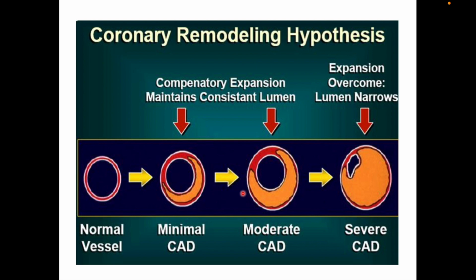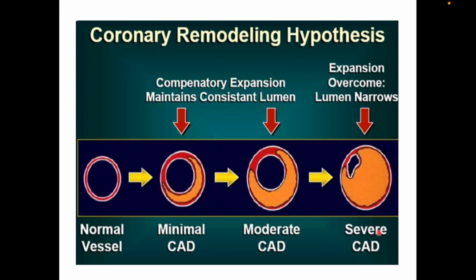So the plaque keeps increasing and the artery keeps on expanding towards the outer side, but it does not compromise the lumen till the time the plaque extends to a level where the artery cannot expand any further, and then this plaque starts pushing the intima towards the inner side and the lumen gets compromised, and that's the time on angiogram, because the angiogram is a luminogram. So you see the lumen compromise.